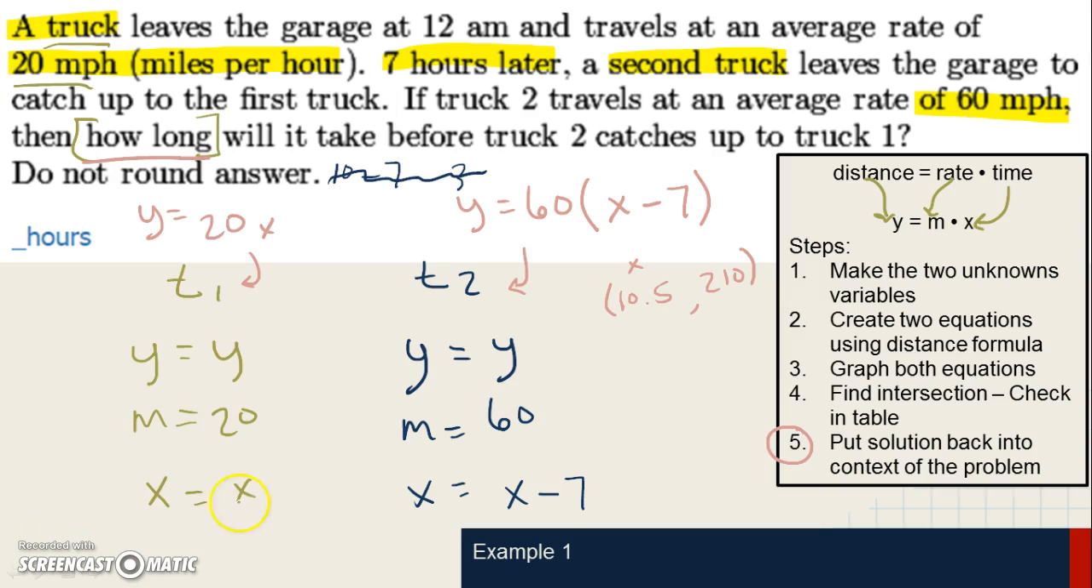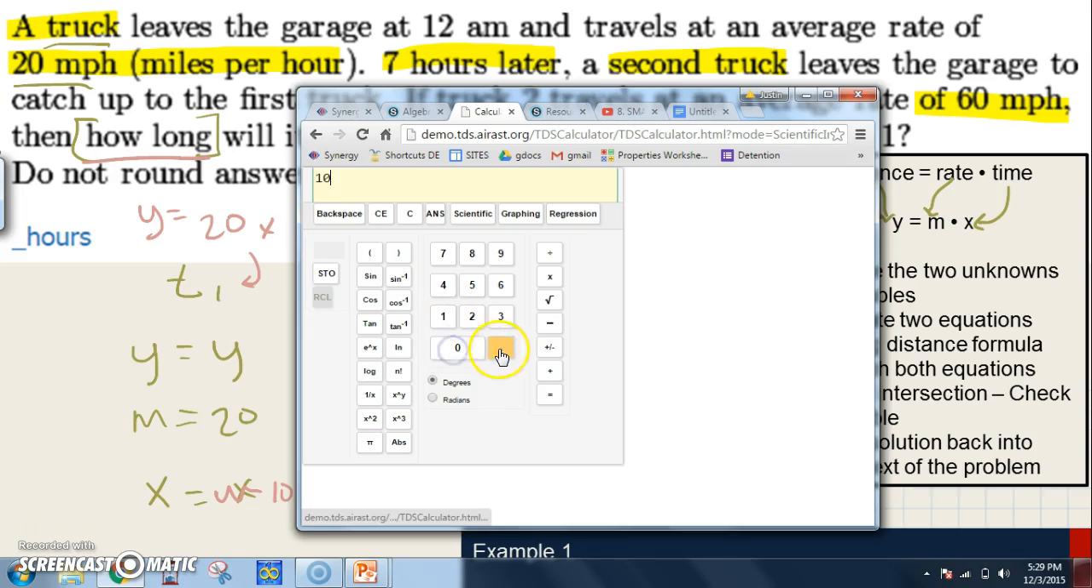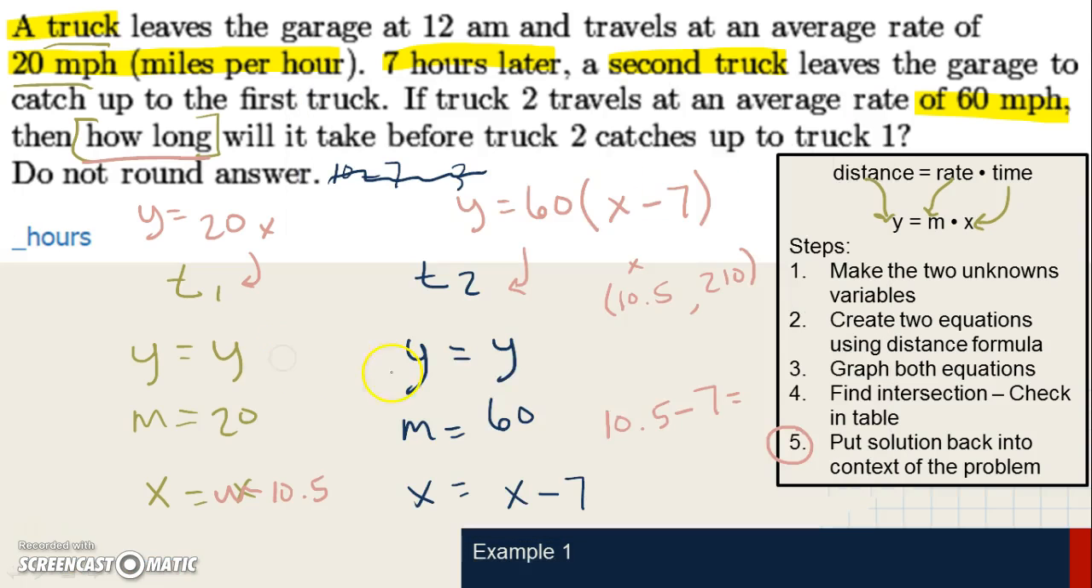Well, x is the time of truck 1. So we know that truck 1 has gone 10.5 hours. And we know that truck 2 left 7 hours later. So how long has that gone? Well, we'll take 10.5 minus 7. Right? Well, what's 10.5 minus 7 equal? No way I'm taking a chance. Pop that back into the calculator just to make sure. So 10.5 minus 7 equals 3.5. So I know that this truck has gone 3.5 hours. And I can go ahead and type that in, 3.5.